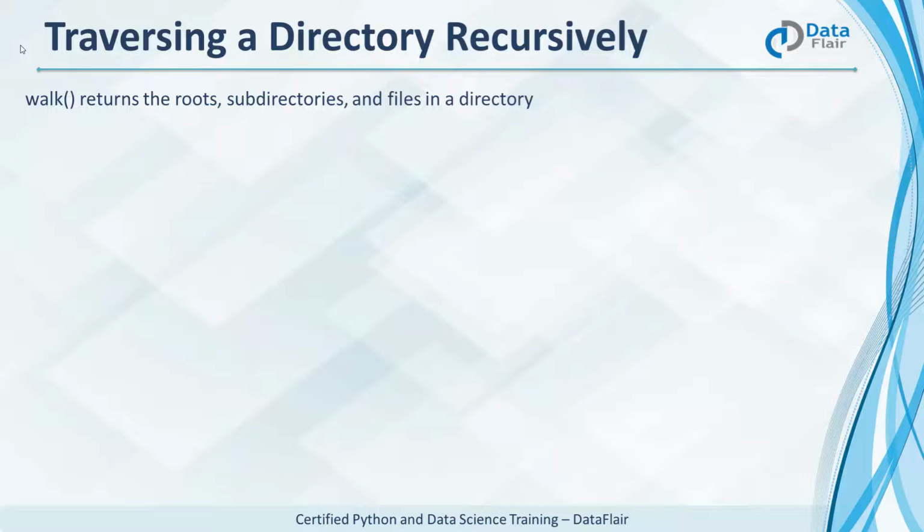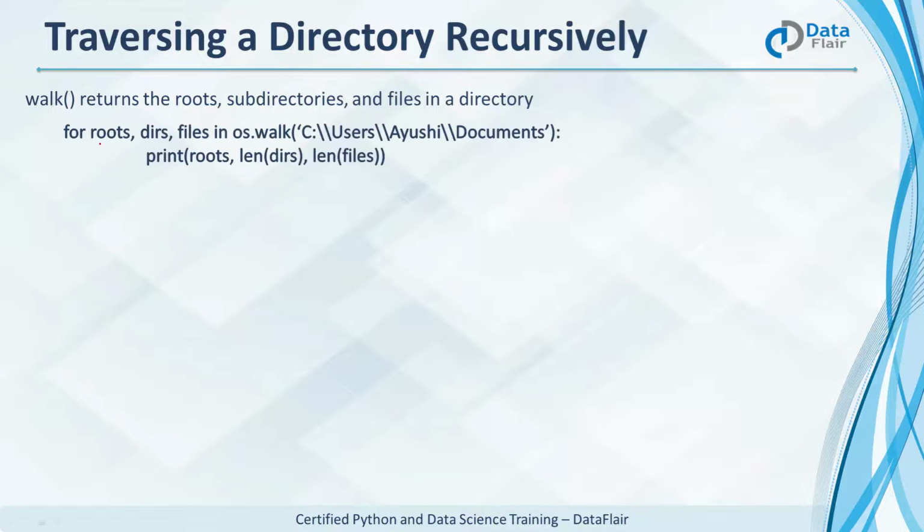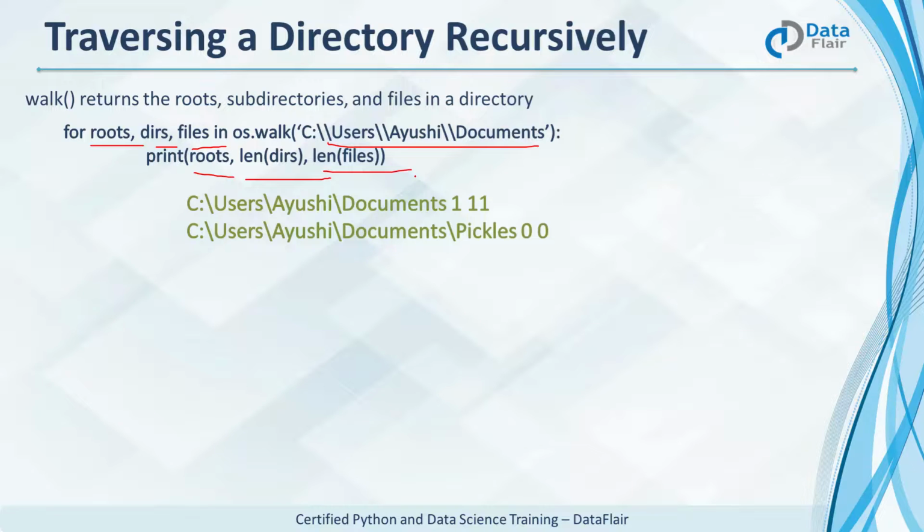And now, let's recursively traverse a directory. The walk function. This returns a directory's roots, by which we mean parent directories, subdirectories and files. So for the roots, directories and files, in walking this path, print the roots and the count of directories and the count of files. The documents directory has one directory and 11 files in it.